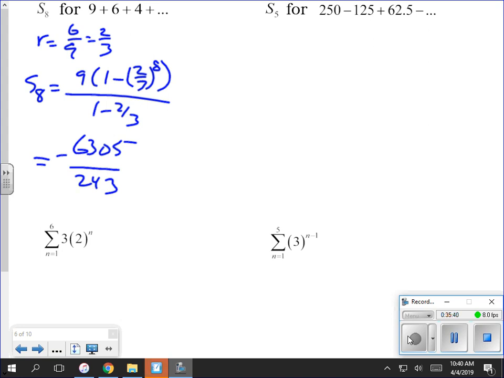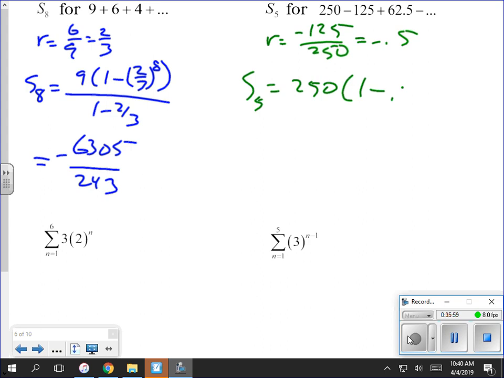This one, I have a decimal, so decimals are just fine on this one. R is negative 125 over 250, or negative 0.5. So the sum of the first 5 terms is 250 times 1 minus negative 0.5 to the 5th power all over 1 minus negative 0.5. God, I can't write some days. 1 minus parentheses negative 0.5 in parentheses to the 5th power times 250 divided by 1.5, and I get 171.875.